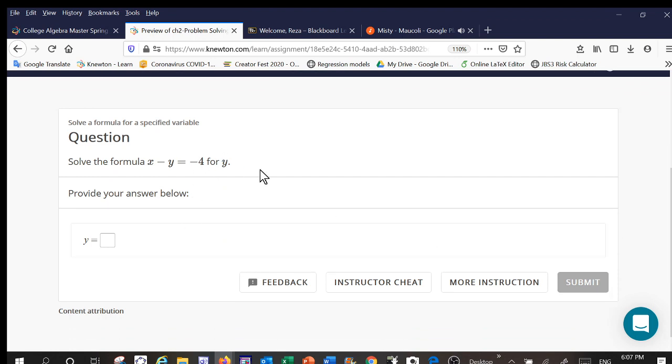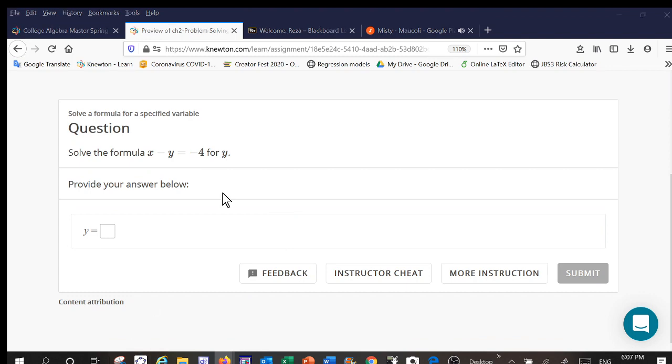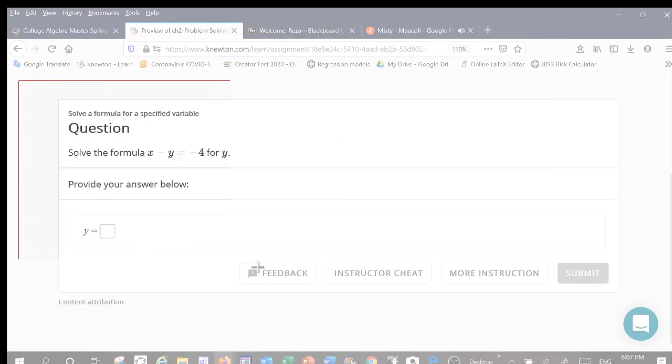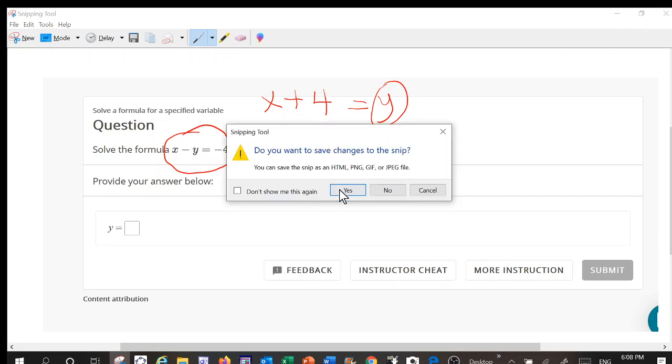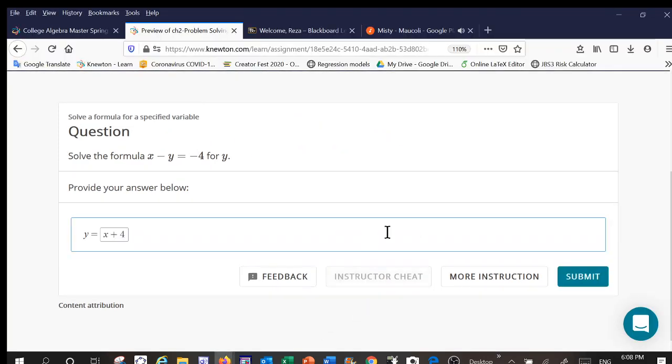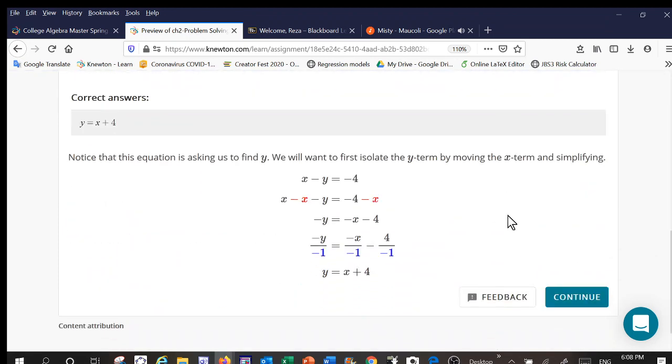All right. Solve the formula for y. Now sometimes we are asked to not solve for a number, but solve for a variable. So here in this expression, we want to solve for y. That means you have to get y by itself on one side. Well, this is easy. Just move the y to the right, and then move the 4 to the left. Y is by itself. So y equals x plus 4. So x plus 4 is the answer.